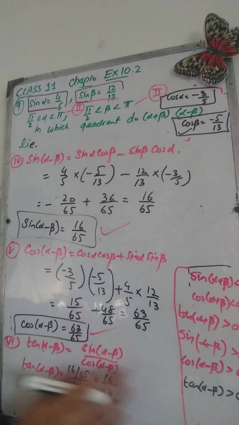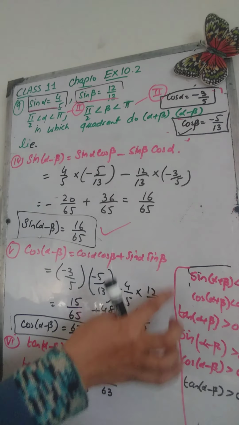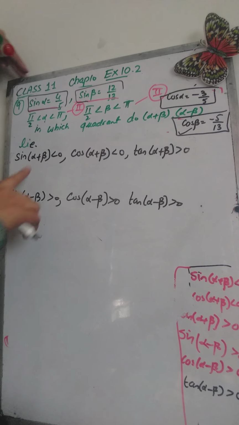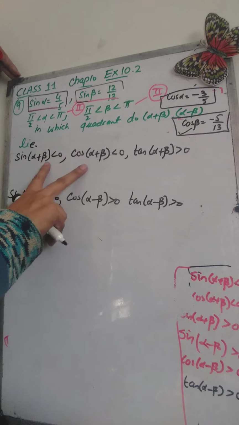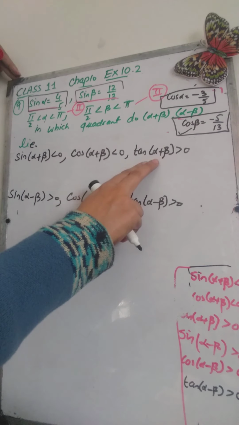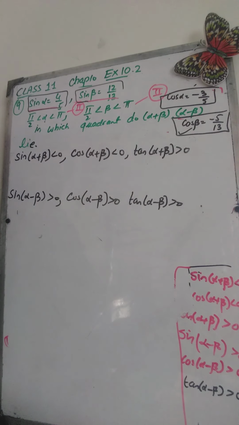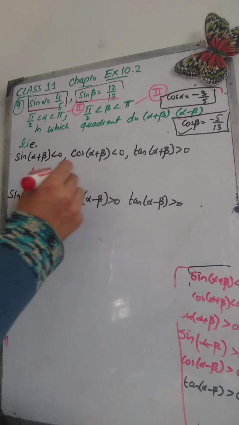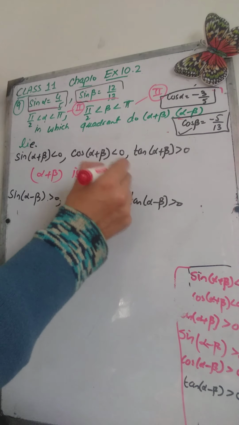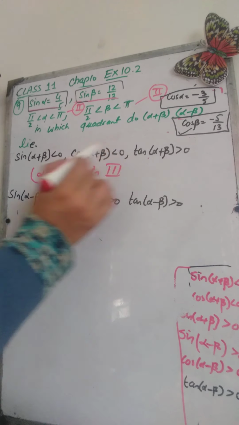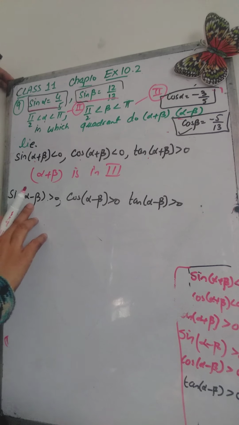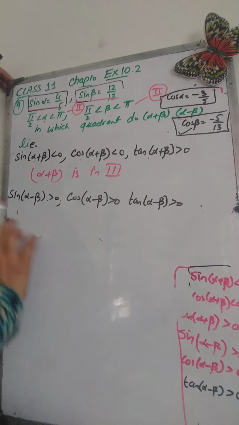Now from this we can calculate, let me rewrite all this again clearly so we can decide the sign of alpha plus beta. Now sine and cosine both are negative and tangent is positive. This is possible only when alpha plus beta is in the third quadrant. Okay, so alpha plus beta is in the third quadrant, because in this quadrant tangent is positive and both sine and cosine are negative. Coming to alpha minus beta, all sine, cosine and tangent are positive, so it lies in the first quadrant.